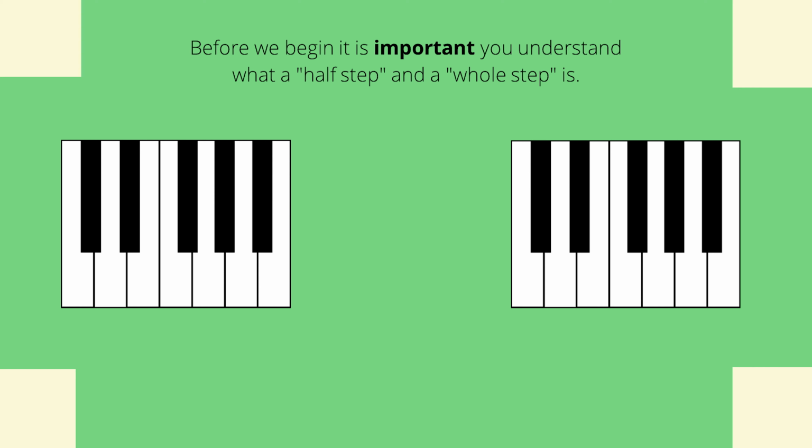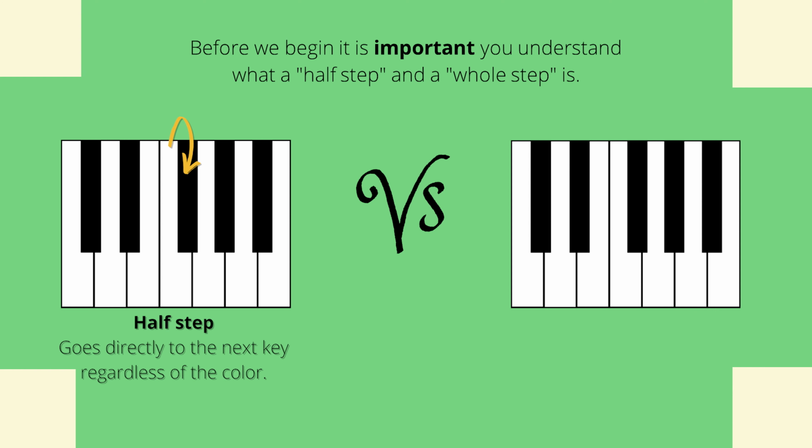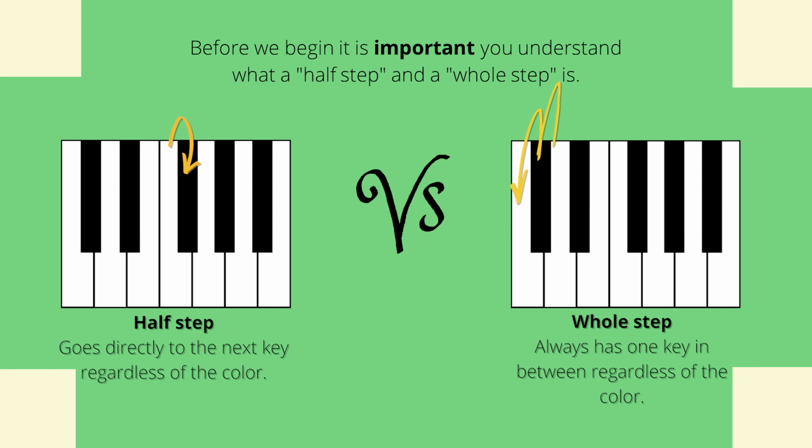It is vital that you understand the difference between a half step and a whole step before we proceed. A half step goes directly to the next key on the keyboard. There will be no other key in between, whether black or white. A whole step, on the other hand, is a movement in which there will always be 1 key in between your starting note and your ending note, also regardless of the color. Let us now learn our common accidentals and apply this whole step and half step idea.